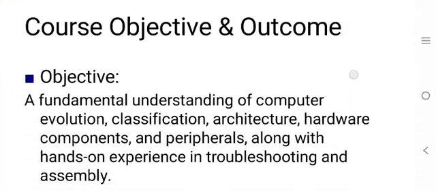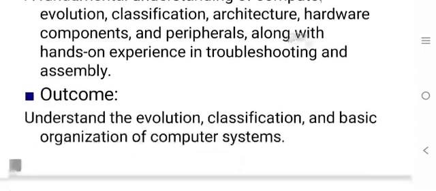Now, the next one is the course objective and outcome. The objective of this unit is to help you gain a fundamental understanding of how computers evolve, how they are classified, and how their internal components function. We will also connect the theoretical concepts with practical understanding, like identifying different computer parts, assembling a system, and knowing how they work together. By the end of this unit, you should be able to explain the evolution of computers and describe the basic organization of a computer system.